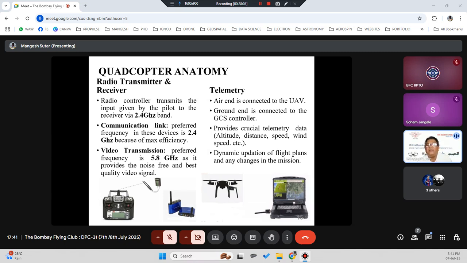Telemetry, again, there are telemetry devices also used. You can connect your ground control station and the drone side. So the air end is connected to the drone, and the ground end is connected to the GCS controller. Okay, it provides crucial telemetry data like altitude, distance, speed, wind speed, etc. So for dynamic updating of flight plans and changes in the missions, during that time you have to use these kinds of telemetry devices. Okay, so there is a separate component which comes for telemetry connectivity.